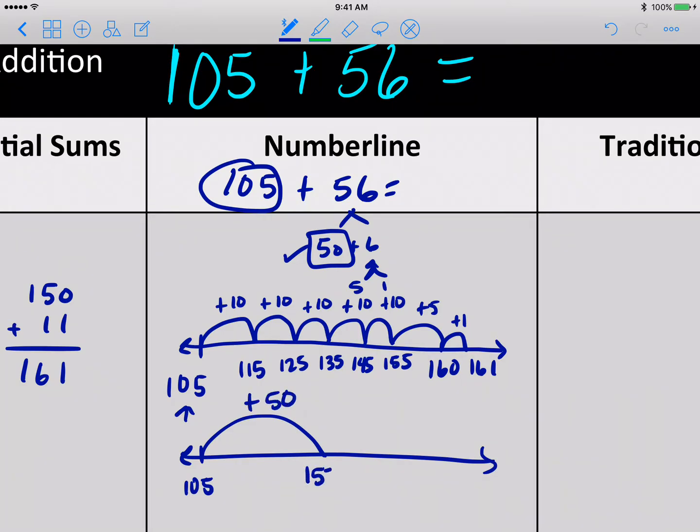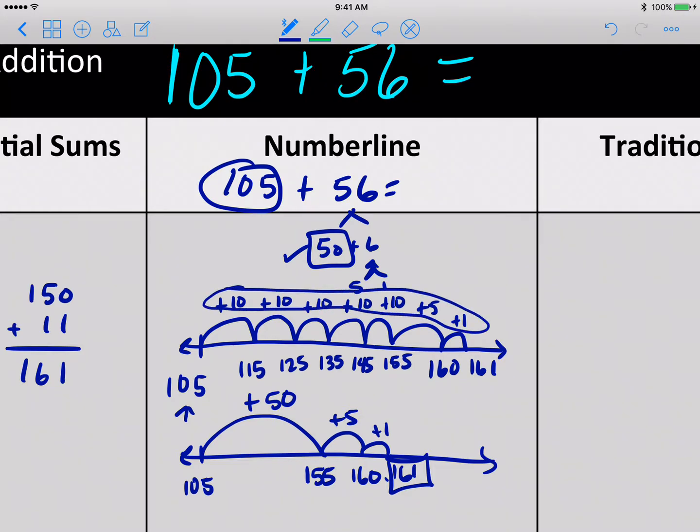They can go from 105 to 155, and they can do a jump of 5 to get this to 160, and then 1 more to get us to 161 for our sum. Those are quick ways you can jump on the number line. What we want to remember is that all of our jumps add up to 56, and they do here.